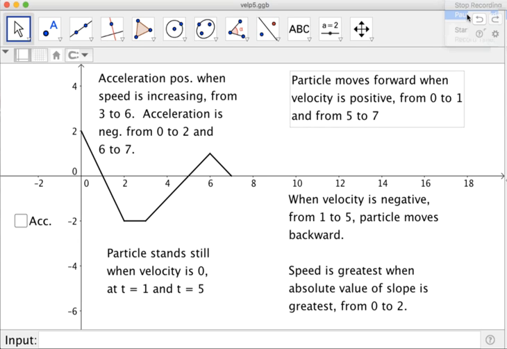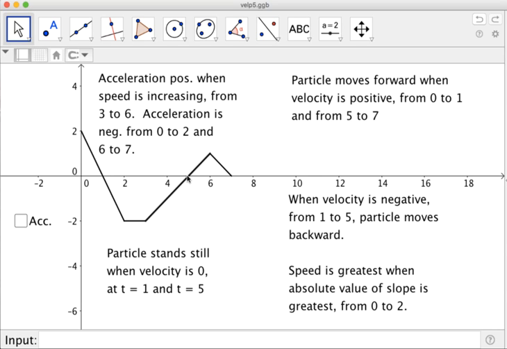Okay, problem 5. We have a graph that shows us the velocity of a particle moving on a coordinate line. We're first asked when the particle moves forward, moves backward, speeds up, and slows down. Since we're looking at the velocity here, it's going to be moving forward whenever the velocity is positive. So that would be over the interval from 0 to 1 and from 5 to 7. It's moving in a negative or backward direction when the velocity is negative, which would be from t equal to 1 right here up until t equal to 5 right here.